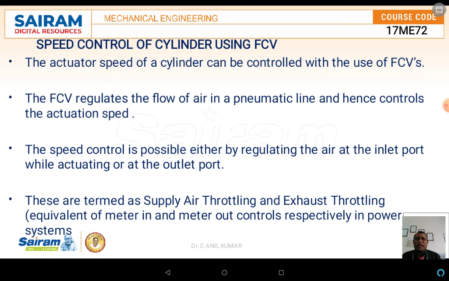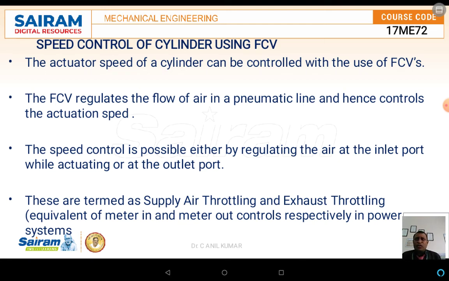For that reason only, in most of the applications, one-way flow control valves are used. The next part is the speed control of the cylinder by using the FCV. FCV is nothing but the flow control valve, here the one-way flow control valve.